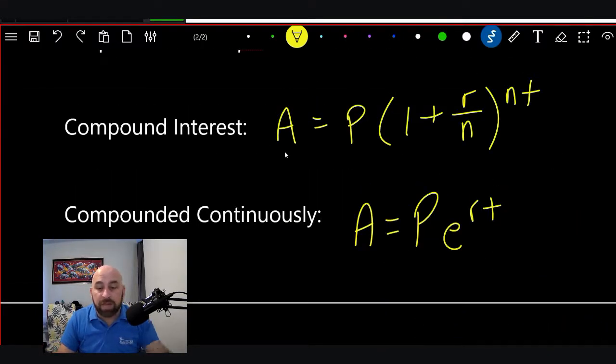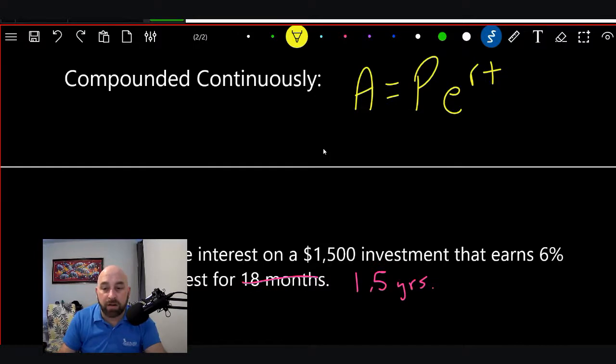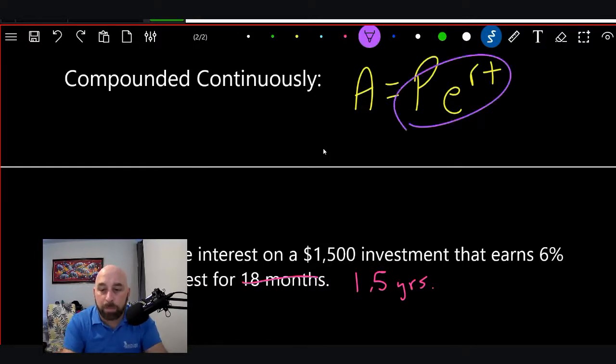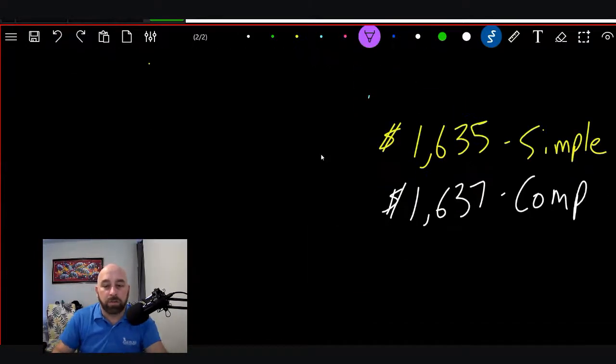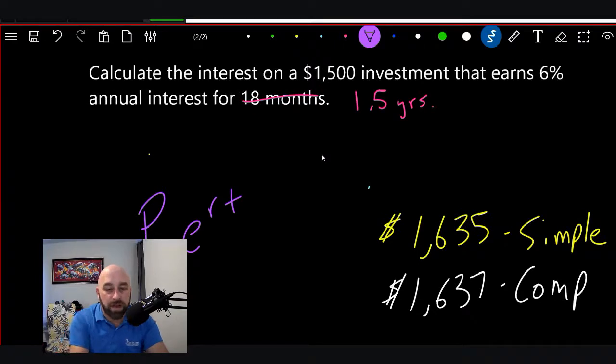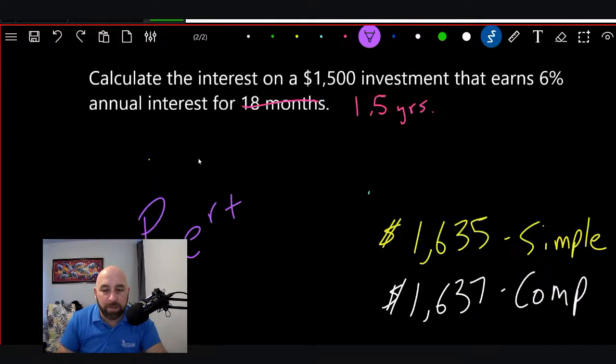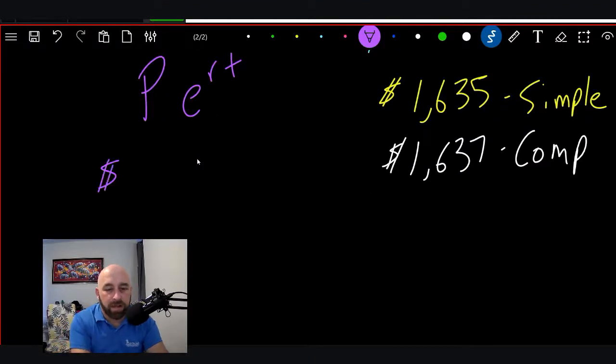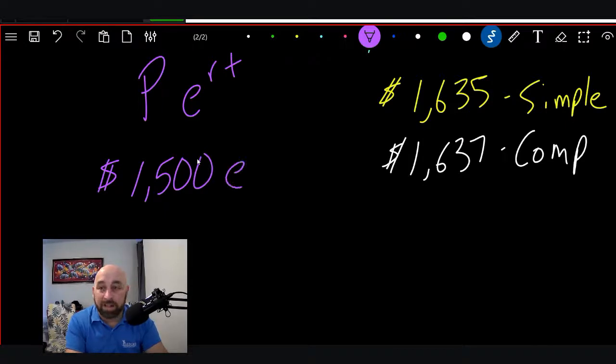So we're going to take now P to the ERT. That kind of looks like PERT right there, okay? So we're going to take P to the ERT. All right, so what's the P? Let's fill in this formula. What is the P? The P is the 1,500. That's the principal that we invested. What's the E? That's Euler's number. What's the R? That's our rate, 0.06, and then times our time, which was 1.5.